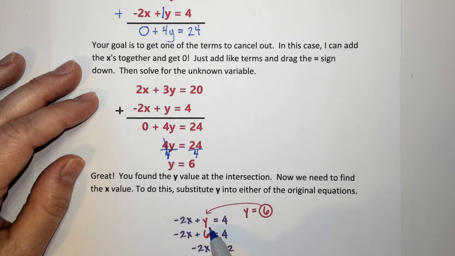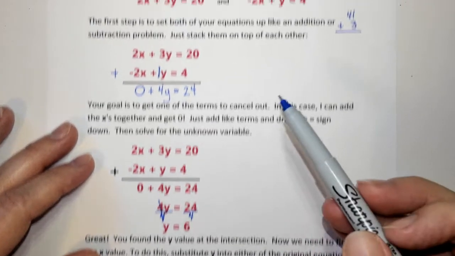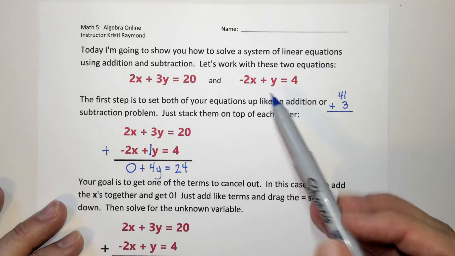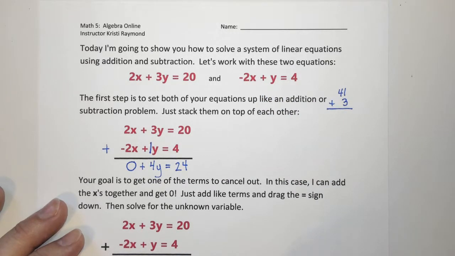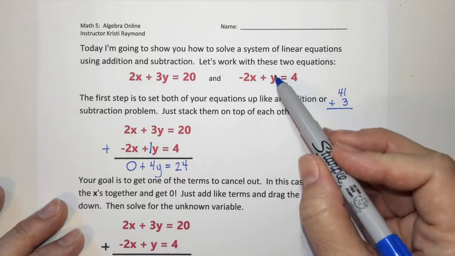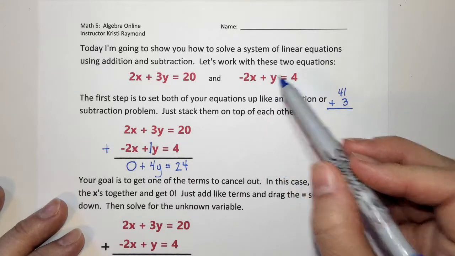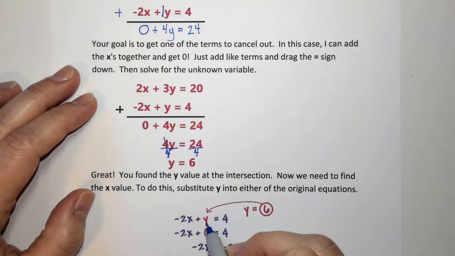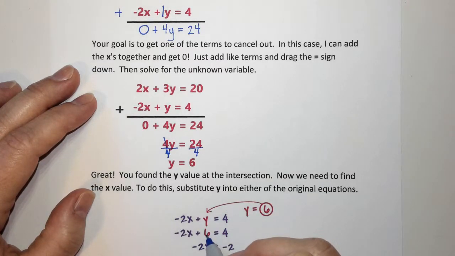Now let's make sure everyone's clear where this came from. Do you see it up here? This was one of our lines. So I found the y value. I'm just going to substitute that 6 right in here and then solve the equation. So we said y equals 6. Instead of y, now you're going to put a 6. -2x plus 6 equals 4.